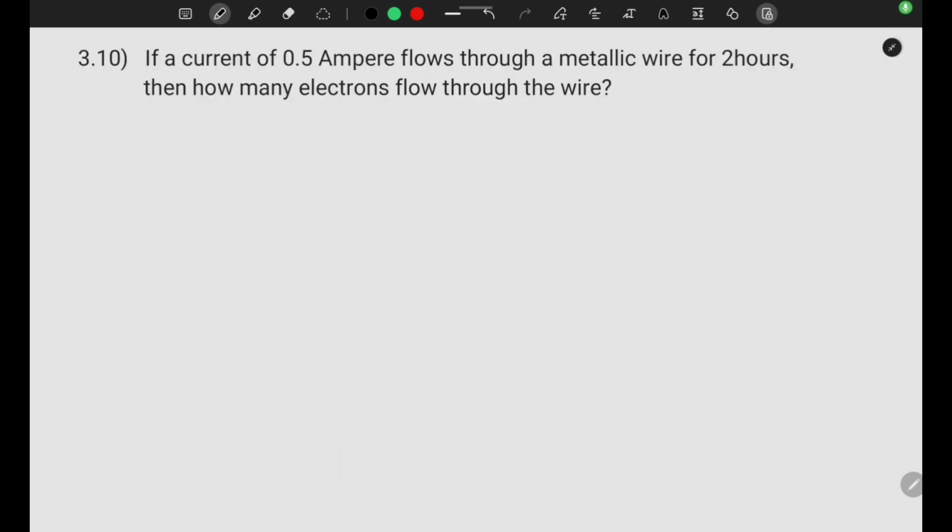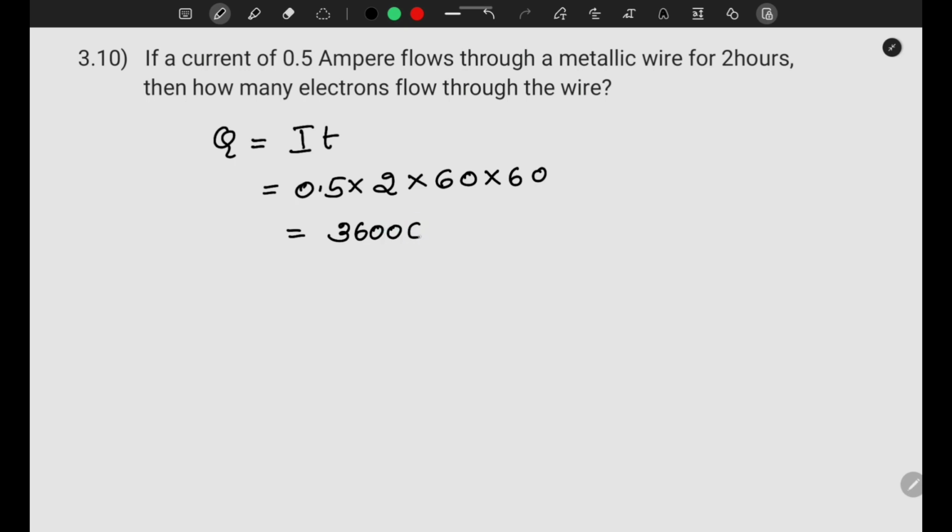If a current of 0.5 ampere flows through a metallic wire for 2 hours, then how many electrons flow through the wire? So Q is equal to I t, that is current into time. Current is equal to 0.5 ampere. Time here is given in hours, so we can convert into seconds: 2 into 60 into 60. So 0.5 into 2 is equal to 1. 1 into 60 into 60, that is 3600 coulomb.